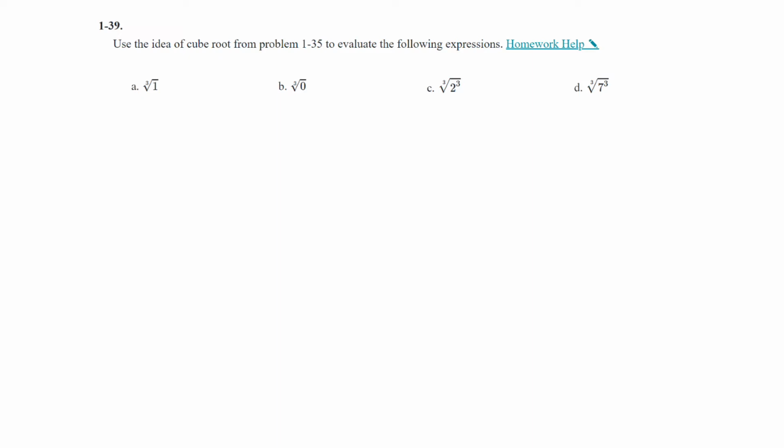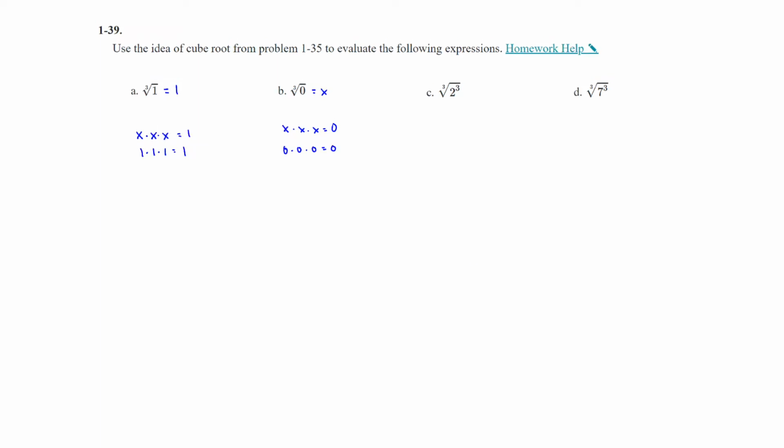So as you might recall, the cube root of 1, we're looking for what value gets multiplied by itself 3 times to give you 1. And the only possible answer that could be would be 1. So the cube root of 1 is 1. What about the cube root of 0? Same idea. What number times itself 3 times is going to give you 0. Now 0 times anything is 0, but these numbers have to be the same. So the only way that's going to work is if you take 0 times itself 3 times. So the cube root of 0 is 0.